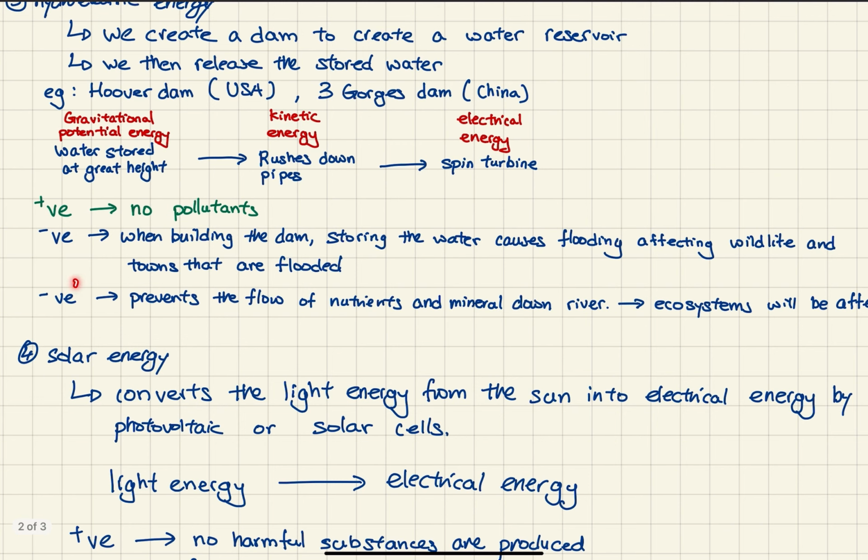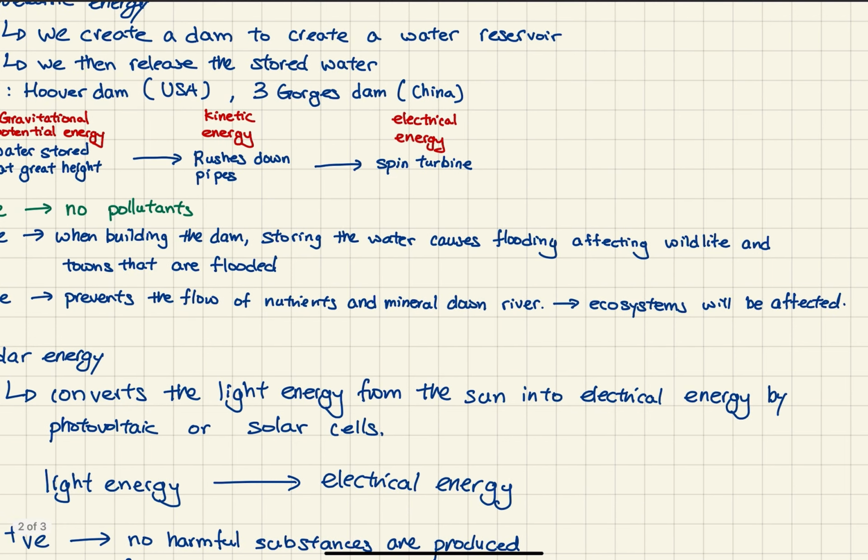Okay, another negative effect of this kind of dam is that it does not allow the flow of nutrients and minerals down the river, because it is blocked by the dam itself. So a lot of nutrients will be stuck before the dam. After the dam, all those animals down there will get less and less nutrients.